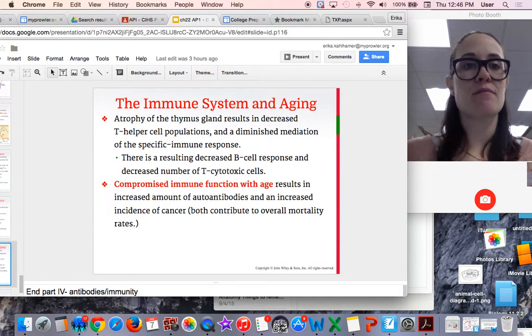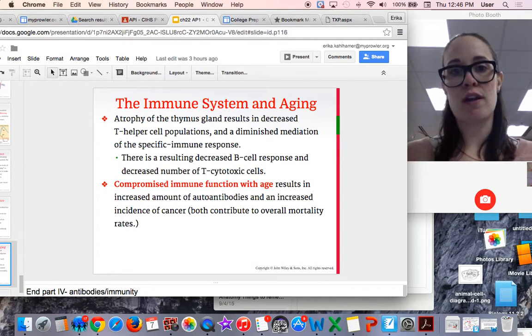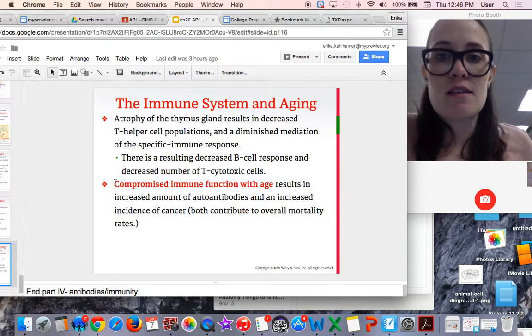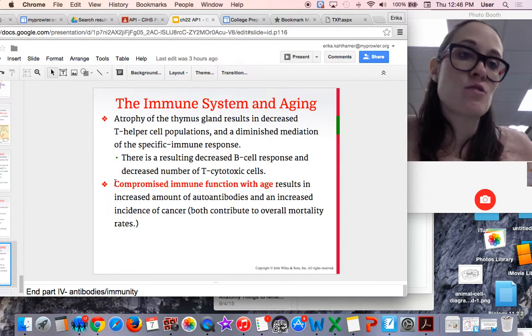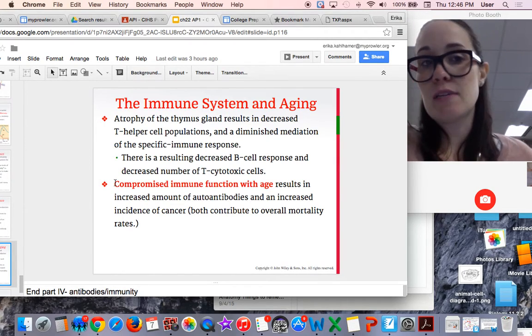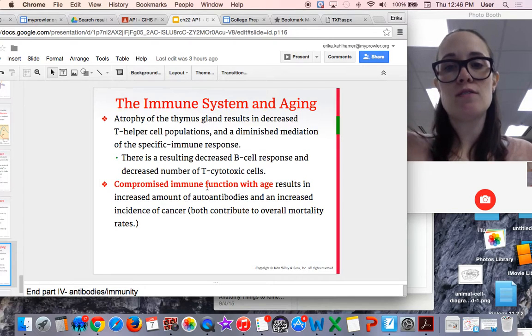Last slide here. As you age, your immune system declines. A few things happen. That thymus gland that's on top of the heart, at puberty, it atrophies, totally shrinks. So we have a decrease in helper T cells, and so a diminished specific immune response. B cells and T cells.